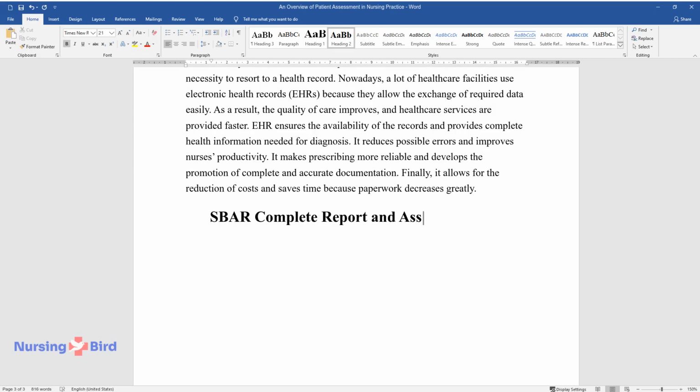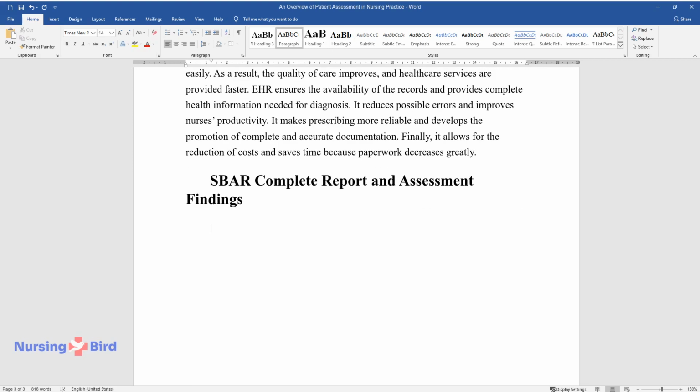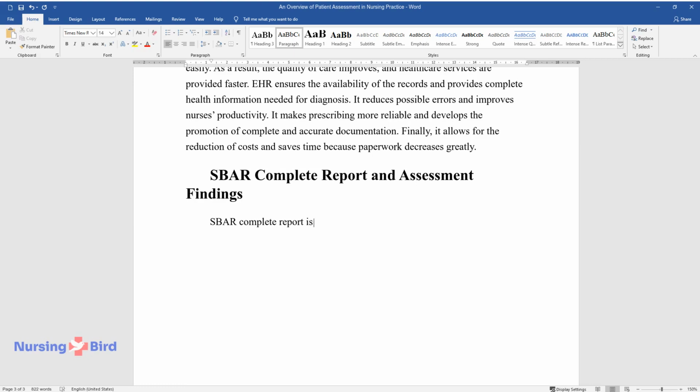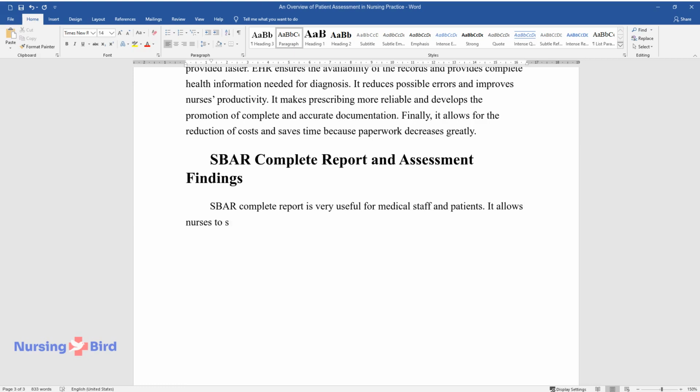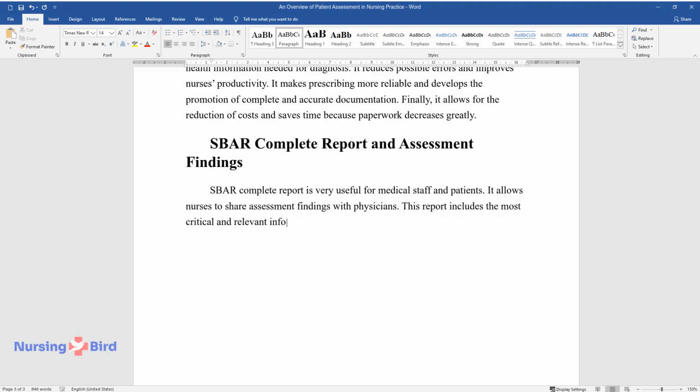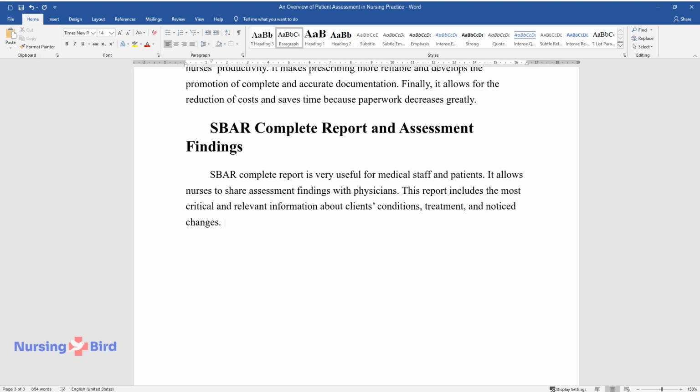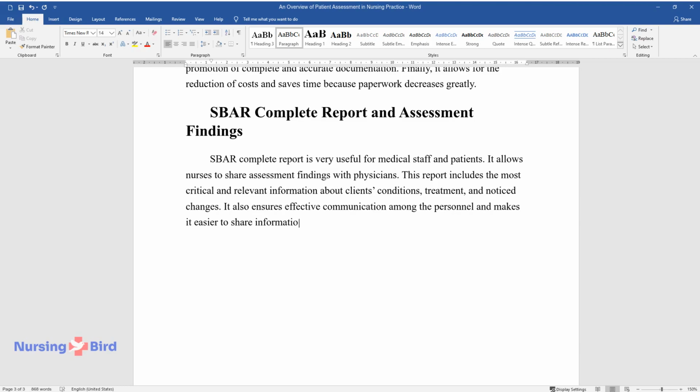SBAR Complete Report and Assessment Findings. SBAR Complete Report is very useful for medical staff and patients. It allows nurses to share assessment findings with physicians. This report includes the most critical and relevant information about clients' conditions, treatment, and noticed changes. It also ensures effective communication among the personnel and makes it easier to share information.